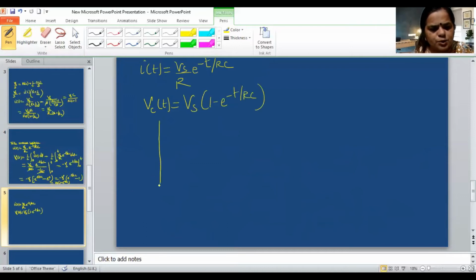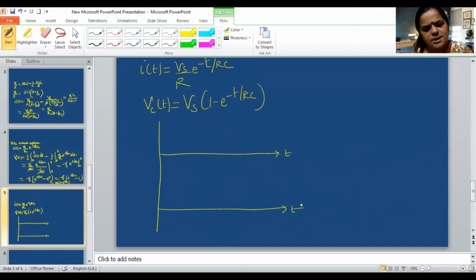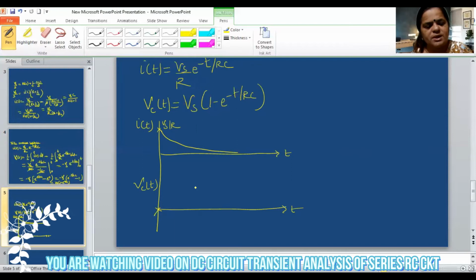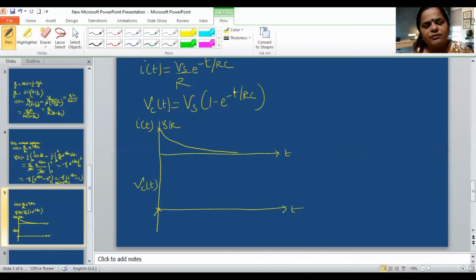Now if I plot these two waveforms, this is t, this is t. If I plot here i(t), if I plot here Vc(t): if t is equal to 0, e to the power 0 is 1, that means Vs by R. If t is equal to infinity, e to the power minus infinity is 0, so the current is 0. Similarly, if I put t equal to 0, e to the power 0 is 1, and 1 minus 1 is 0, so the voltage across the capacitor at t equal to 0 is 0. At t equal to infinity, e to the power minus infinity is 0, so it will be exponentially increasing up to Vs.